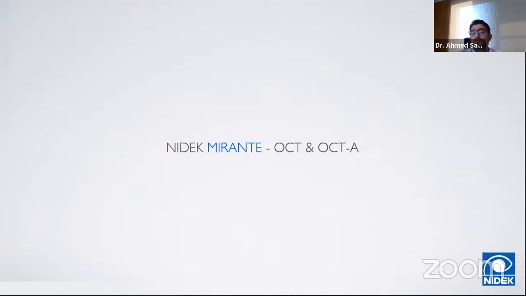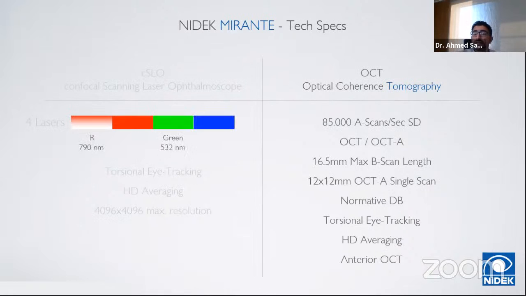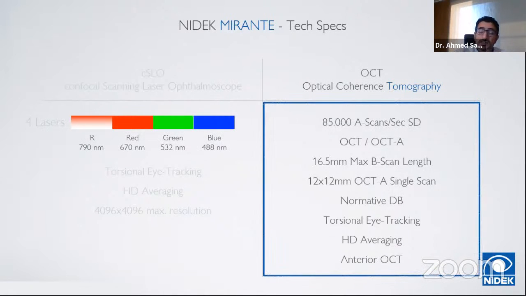So now we have spoken about nearly all the imaging modalities, and still, believe it or not, we didn't even cover half of the potentialities of this beautiful device, because we still have a fully capable OCT incorporated in this device. The technical specs of our OCT are that it can capture images at 85,000 A-scans per second. Definitely, it has the OCT and OCTA options, and it can take a B-scan of 16.5 millimeters. And this is the widest B-scan available now in the market.